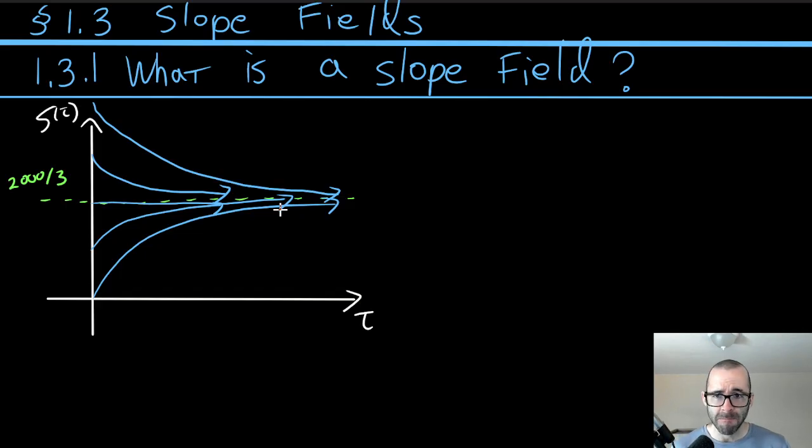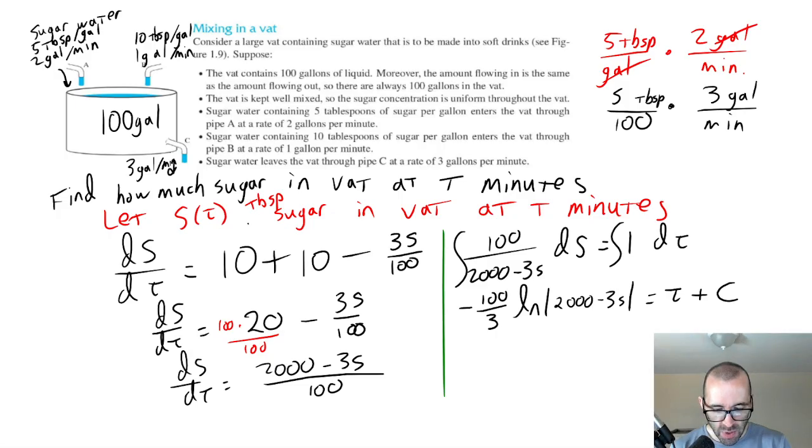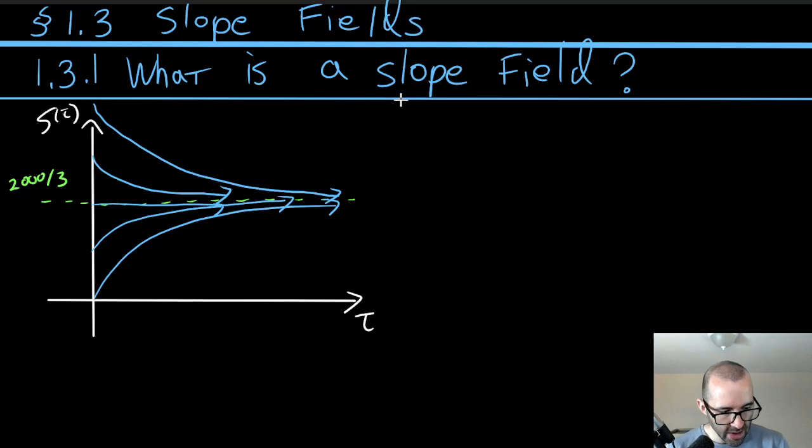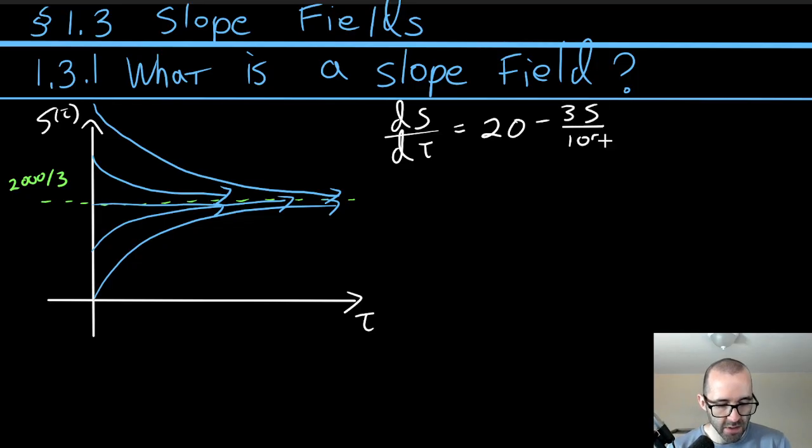There's infinitely many. Okay? And remember, what differential equation was it? It was this differential equation. Let me copy that so we have something to look at. That was ds/dt, the rate of change of the sugar in tablespoons over time in minutes. We said that was equal to 20 minus 3 times however much sugar there was at that time, all divided by 100. This is the differential equation.